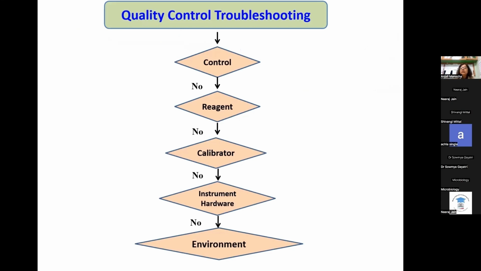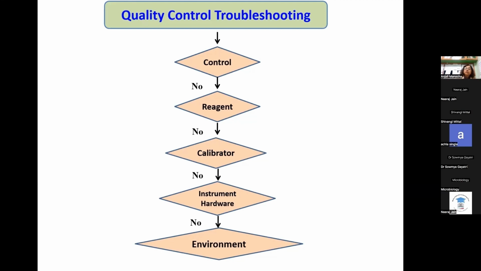So how do we check? We check for a control, we check for a reagent, we check for a calibrator. And if all these are fine, we keep checking. This is just a random example. The lab must check their own system, their own process, and make their own process flowchart.